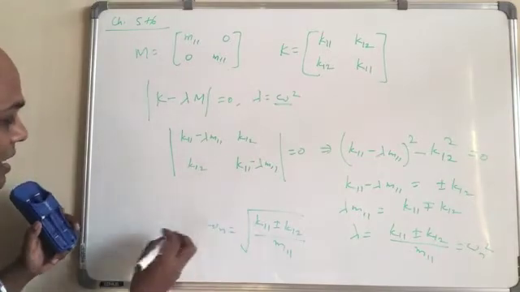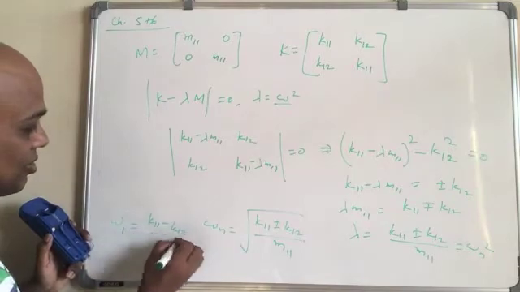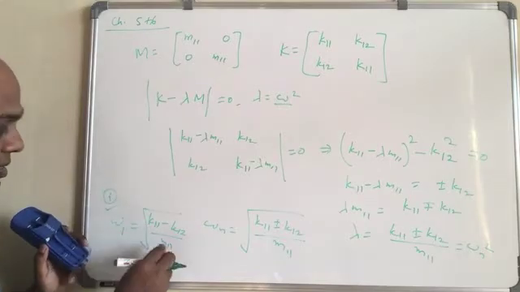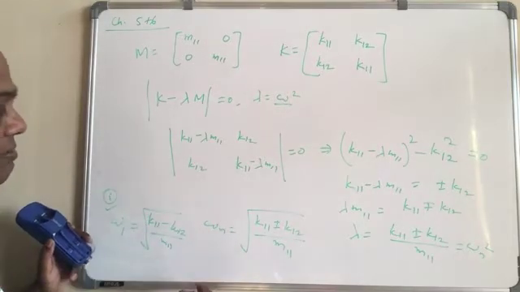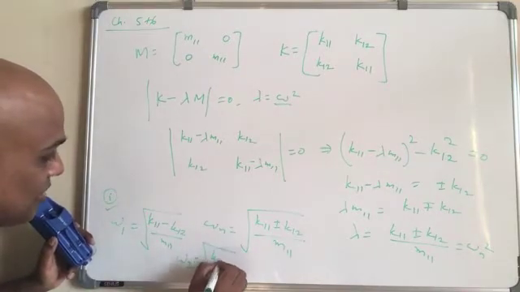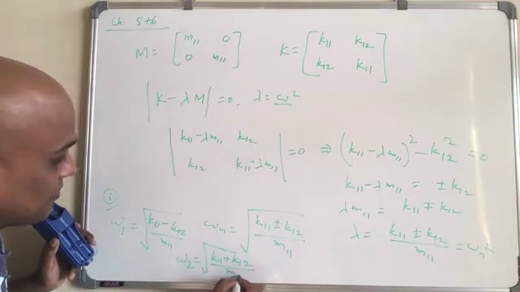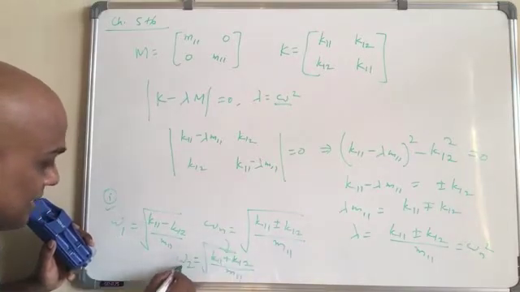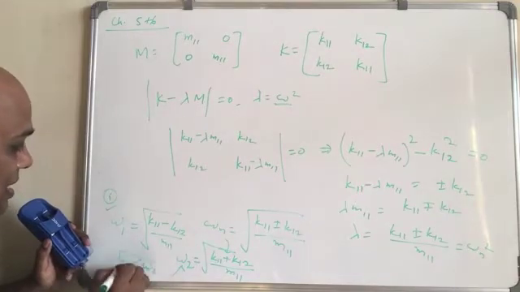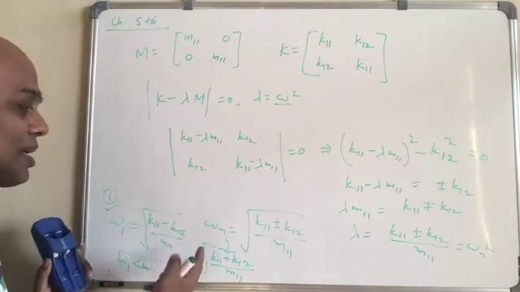so that the whole thing is positive. And hence omega 1, which is the smallest one, will be root of K11 minus K12 over M11. That is the answer. This is the smallest frequency. The largest frequency will be the plus: omega 2 equal to root of K11 plus K12 divided by M11. If you have plus here, this is larger. So omega 1 is less than omega 2. You put these values and you will get omega 1 and omega 2. Here omega 1 is the smaller one, omega 2 is the larger one.